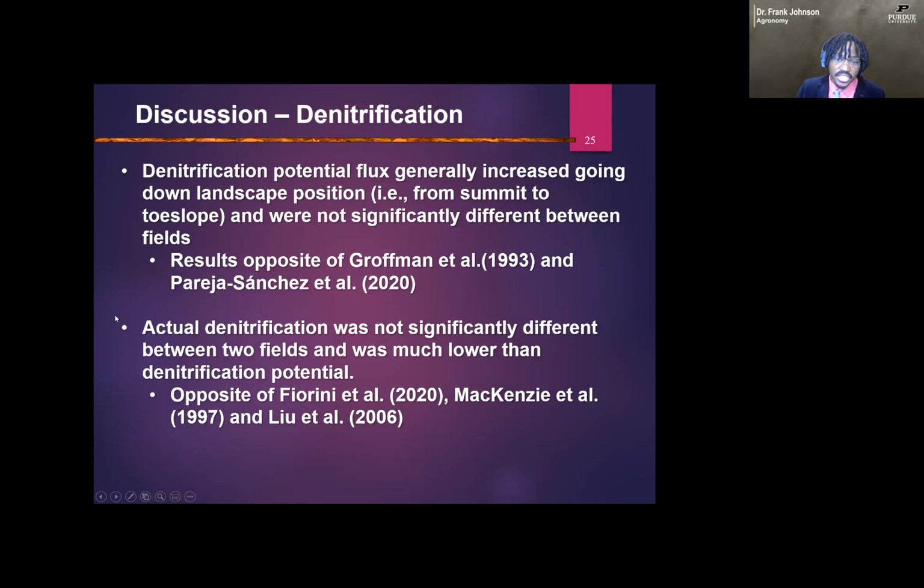Regarding actual denitrification, it was also not different between the two fields, and was much lower than denitrification potential. But as I mentioned previously, greater than 90% of the total denitrification emissions were N2. This is opposite of Fiorini et al., McKenzie et al., and Liu et al., who all either observed an increase or decrease in nitrous oxide emissions when comparing no-till to conventional tillage. In both of our systems, actual nitrous oxide flux was low, and a majority of the emissions were N2. So it did not seem to impact N2O emissions.